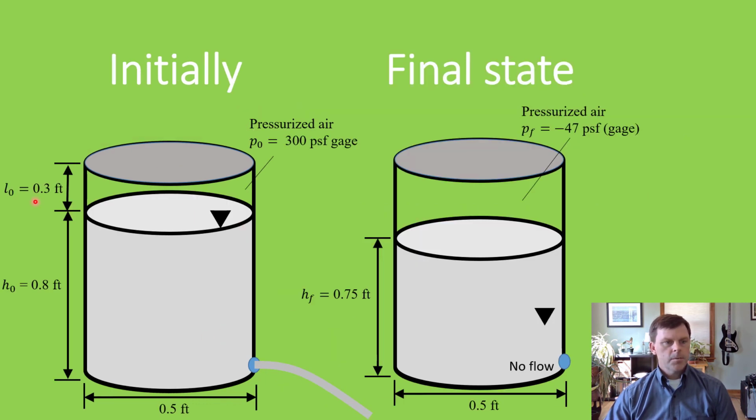So just to summarize, we started with 0.8 feet of water. We had pressurized air that was pressurized to 300 pounds per square foot above the atmospheric pressure, which was 2,000. And we end up in this final state where we have a negative 47 pounds per square foot, and that's a gauge pressure, and 0.75 feet. And again, this final state is where you have a negative gauge pressure adding to the head from the elevation of the water to be 0. And that's when we have this no flow condition there, okay?